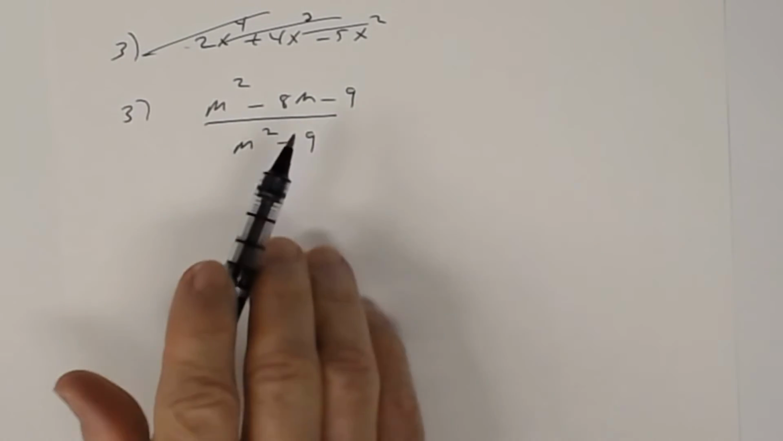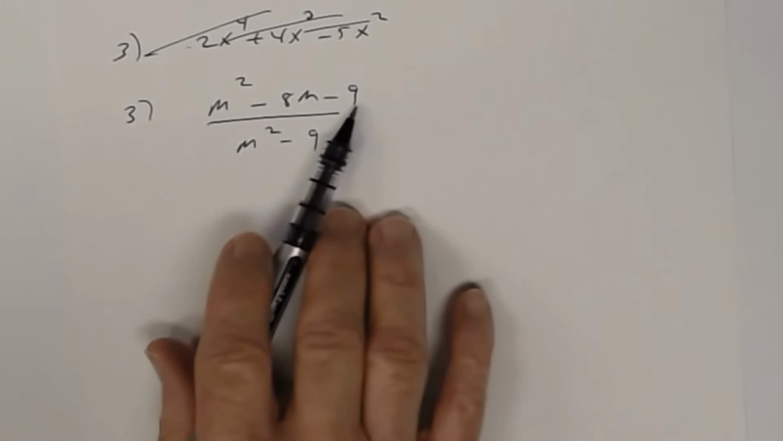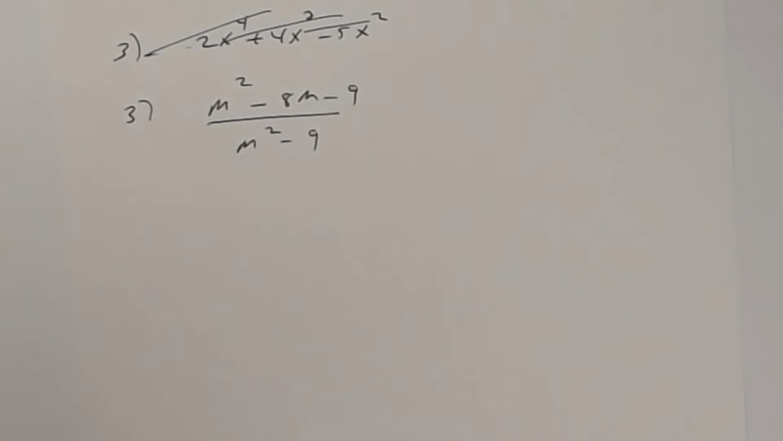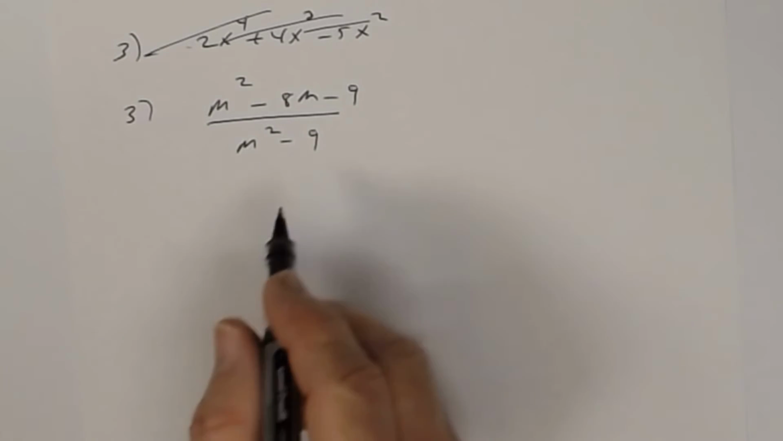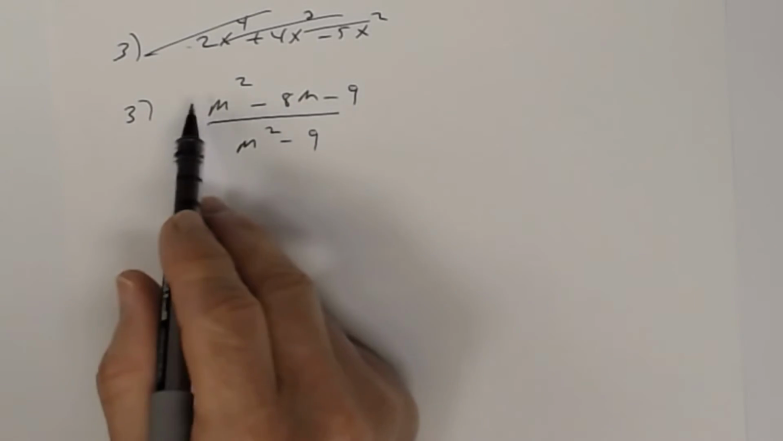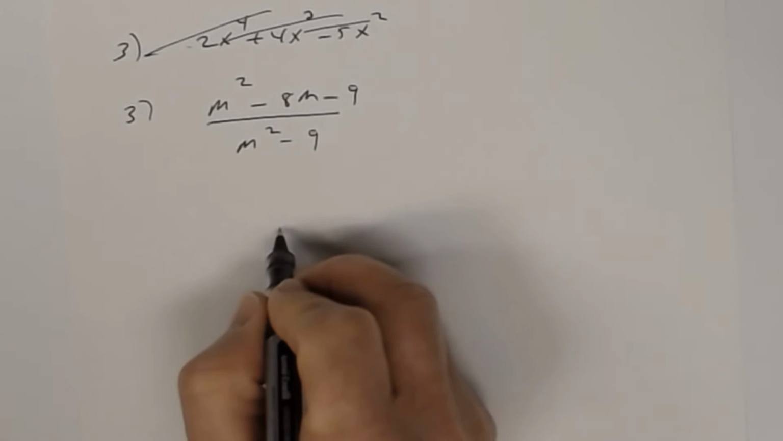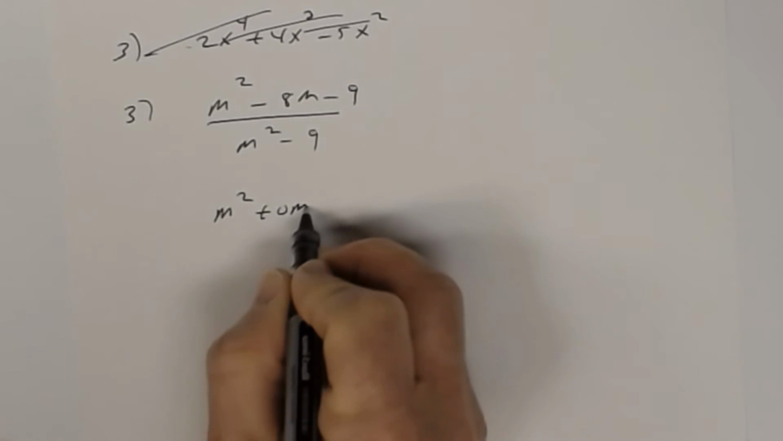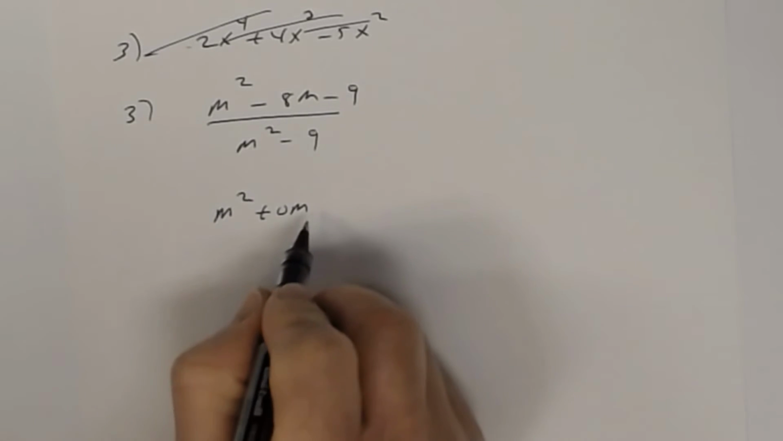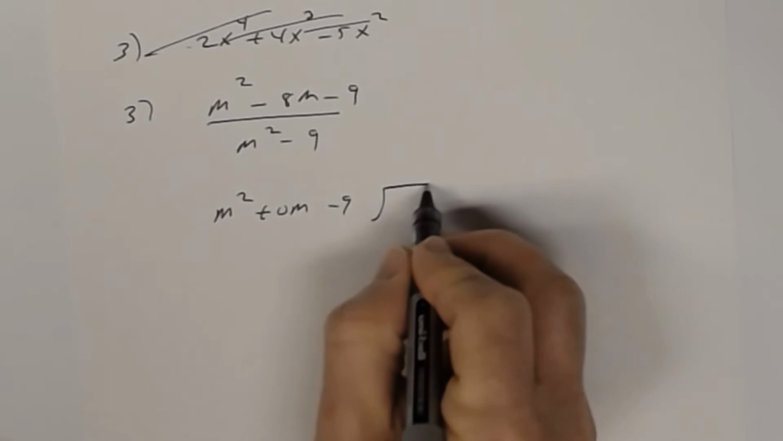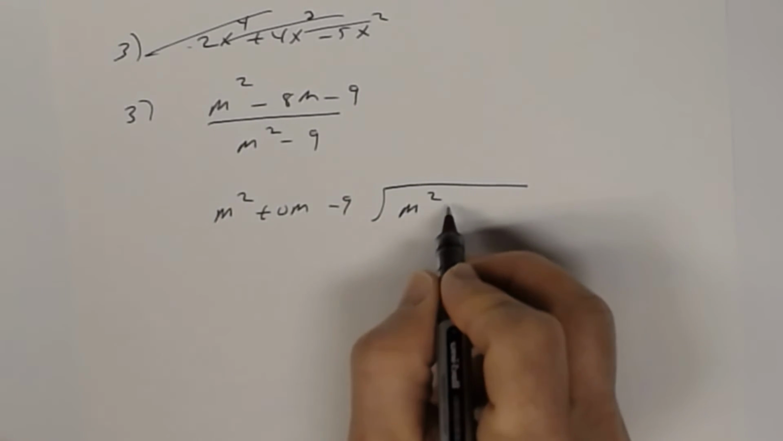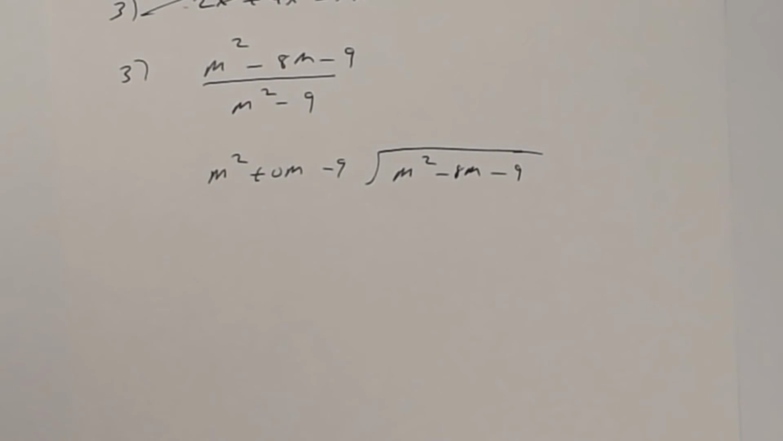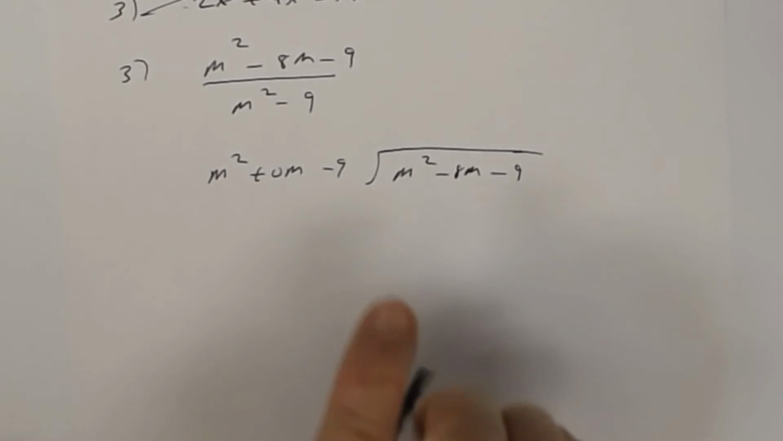All right. So notice that I don't have any missing terms in the numerator, but I have a missing term in the denominator, right? So I'm missing that 0m. Okay. So it's already in descending order in both cases. So let's go ahead and do the long division. So I'm going to have m squared plus 0m. So you're missing the m term, right? And then minus 9 divided into m squared minus 8m minus 9. Okay? All right, so let's do the division.